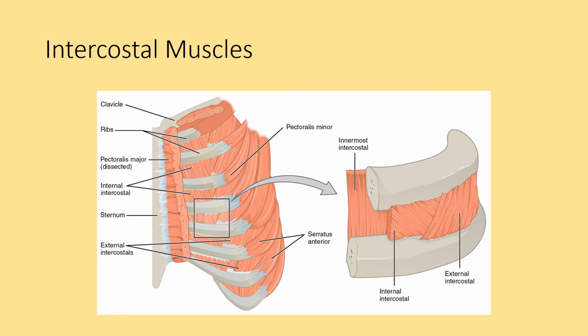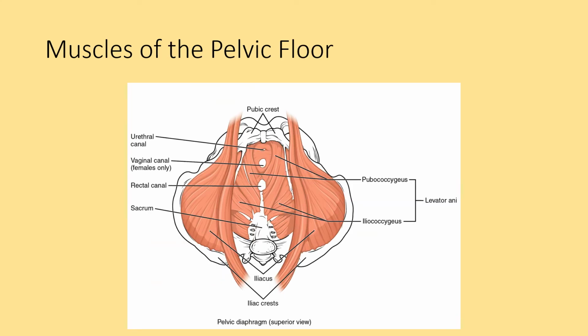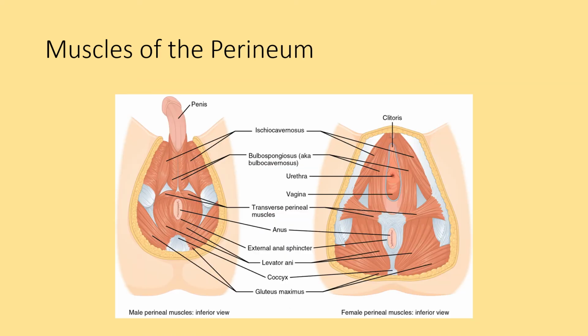Intercostal muscles are between the ribs; costal refers to ribs. Once again, look at the orientation of the fibers and the wording. External is going to be outer, internal obviously is going to be beneath that. Those help with breathing, so you're going to see that with the respiratory system. You have several different muscles along the pelvic floor and muscles along the perineum.